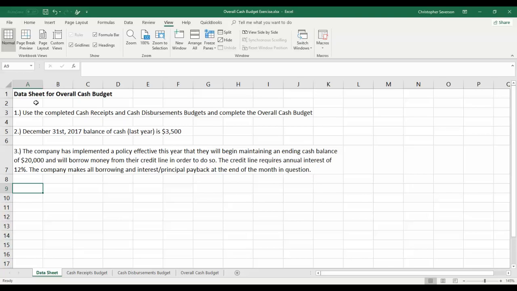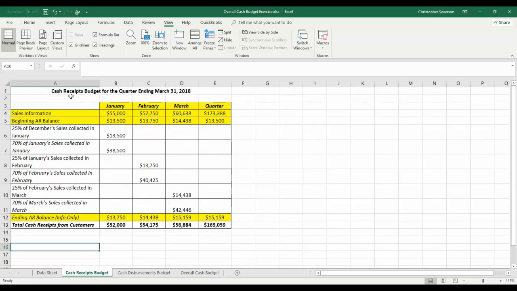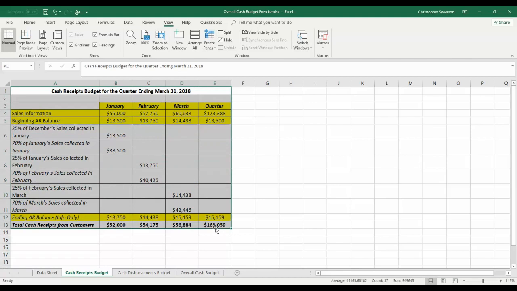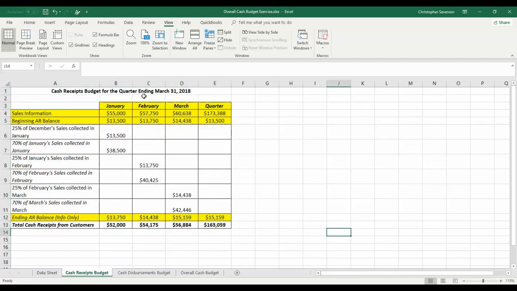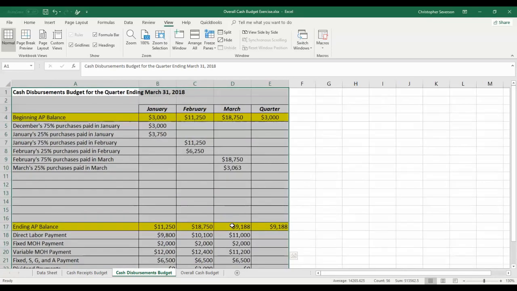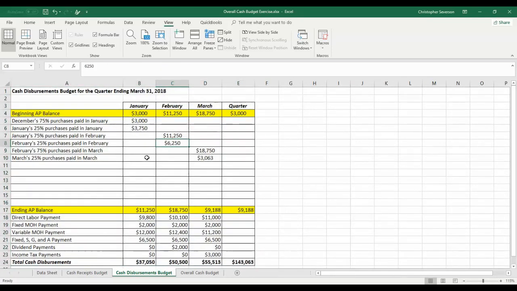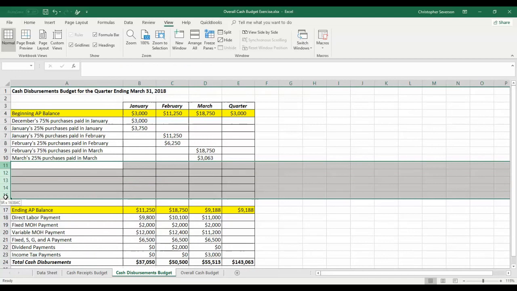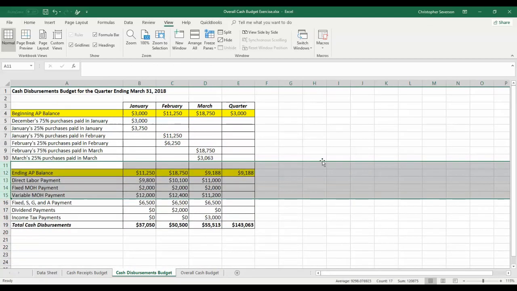So we're going to take this data and we're going to use it in the overall cash budget. So just a quick view. I have a completed cash receipts budget for this same period of time and a completed cash disbursements budget. Zoom in there for a bit, for the same period of time as well. In fact, we don't really need all these cells. So this is the information we're going to need for the overall cash budget.